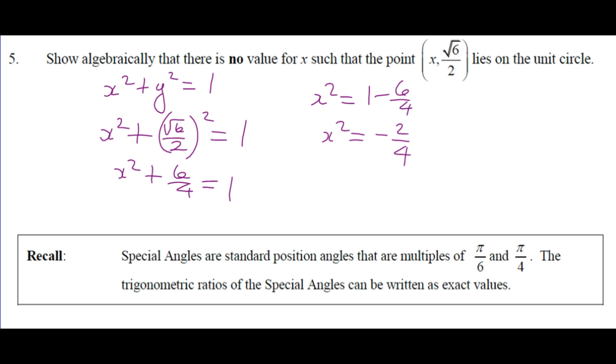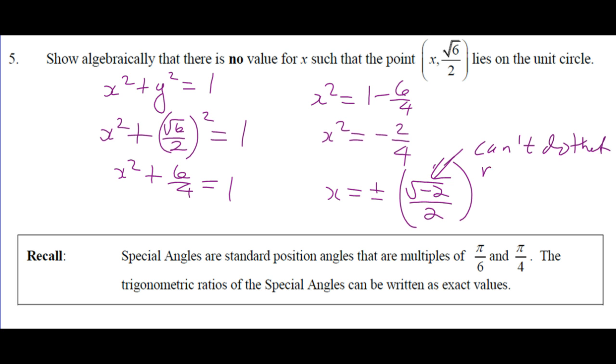So this says that x squared is negative, right? You can't do that. Now in this case I would just leave the 4, because you're going to square root it. So x is plus or minus the square root of negative 2 over 2. Put that in brackets, and then you say you can't do that. So there's no real solution for x, because you've got to take the square root of a negative.